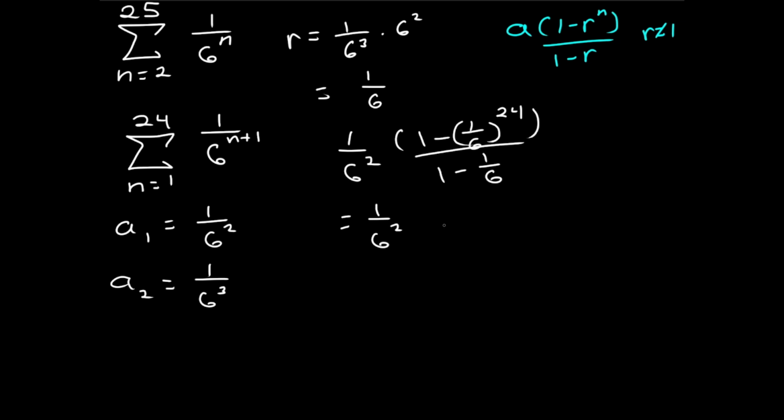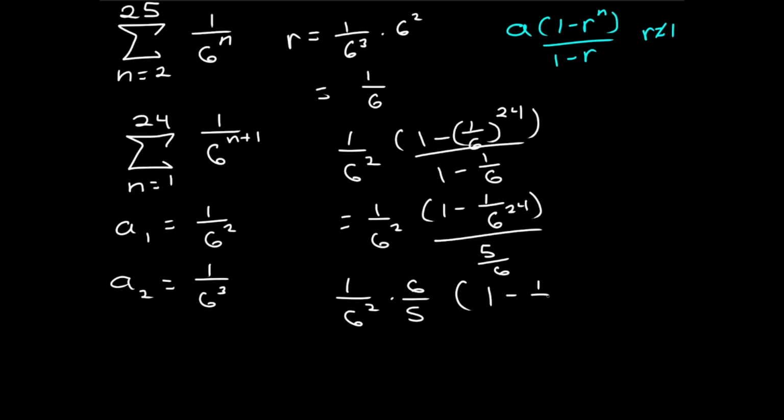So we'll rewrite this first term times 1 minus 1 divided by 6 raised to 24, because 1 raised to 24 is just 1. And 1 minus 1/6, that's just going to give us 5/6. Next, we're going to get rid of this ugly 5/6 fraction, and we're going to distribute it by multiplying by the reciprocal. So we're going to do 1 divided by 6 squared times the reciprocal of 5/6. That's just going to give us 6/5 times 1 minus 1 divided by 6 raised to 24.